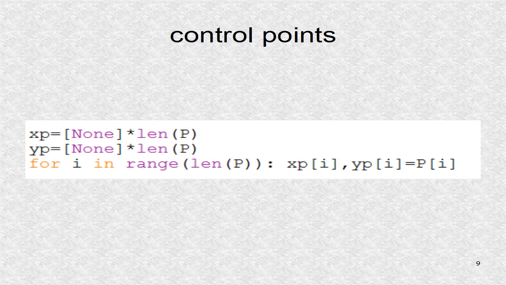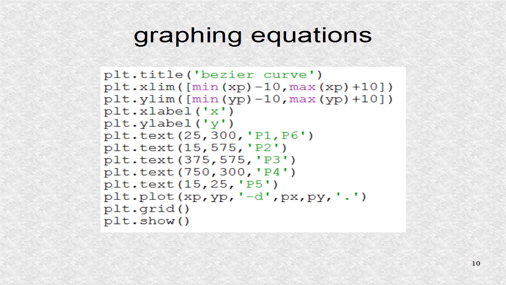9. Next, the control point tuple P is unpacked to give individual x and y coordinates in xp and yp. 10. These are the graphing equations for the matplotlib library. The most important equation is the plot. First, the control points are drawn as diamond markers and as line segments. Then the Bezier curve is plotted with the dot marker.